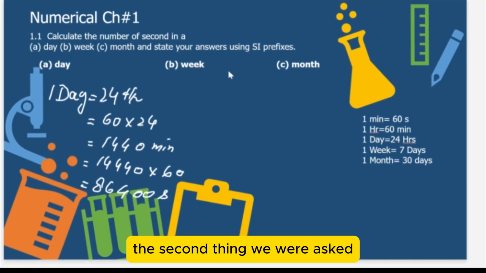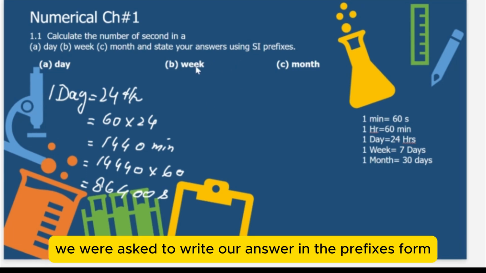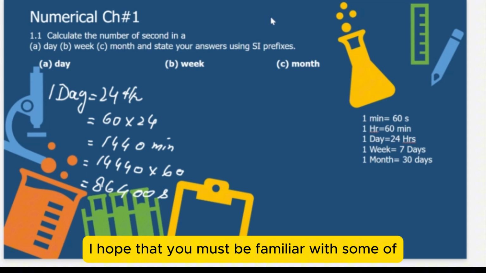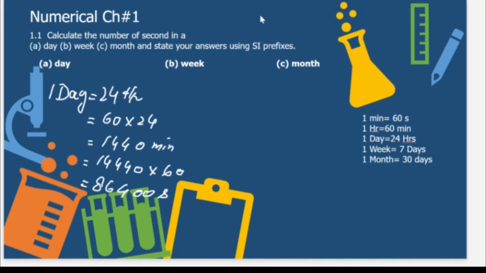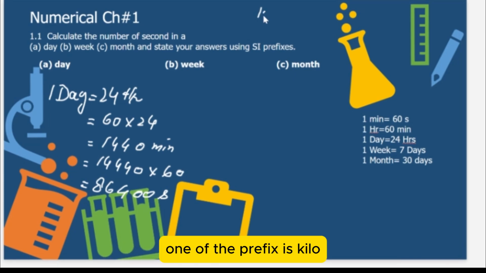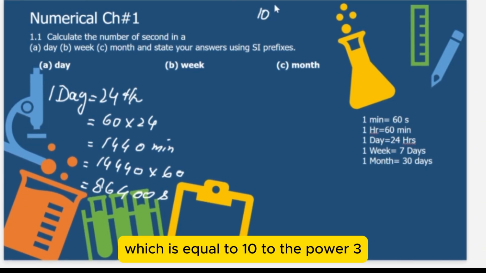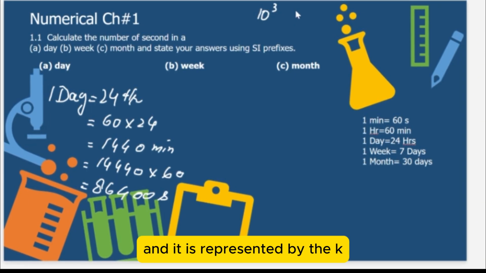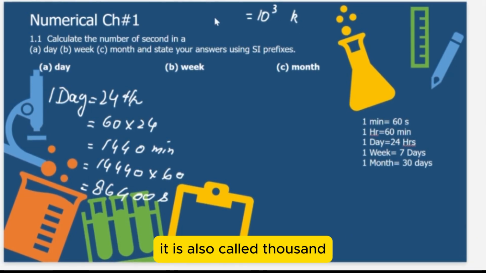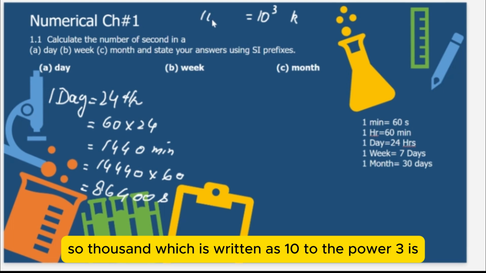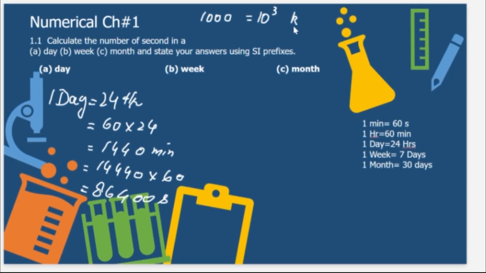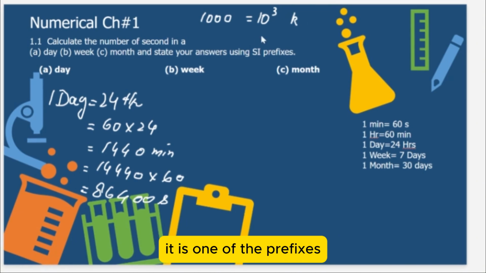The second thing we were asked is to write our answer in prefix form. I hope you are familiar with some of the prefixes from studying this topic. For example, one of the prefixes is kilo, which is equal to 10 to the power 3, and it is represented by K. In common life it is also called thousand. So 1000, written as 10 to the power 3, is represented by the letter K.